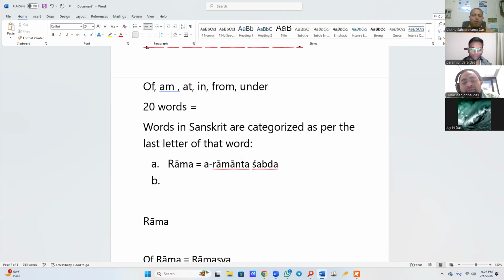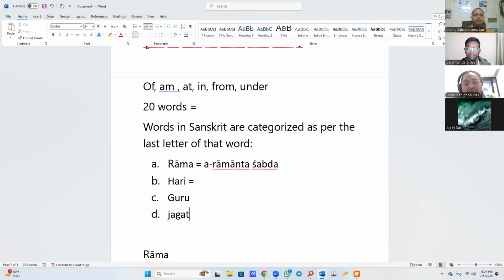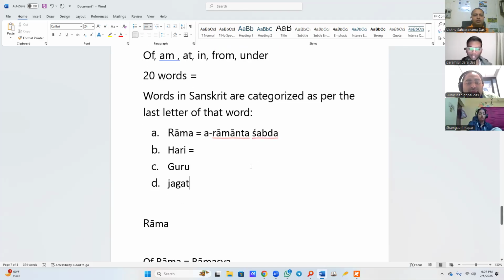Similarly, if we have the word Hari, now Hari is what kind of word? Ikaranta Shabda. If I say Guru, then Ukaranta Shabda. If I say Jagat, then Takaranta Shabda. We can add kara with anything. So similarly, words ending with whatever letter will be called by that name. Akaranta, Ikaranta, Ukaranta, Rikaranta, Ekaranta, Takaranta, Kakaranta, ityadi, whatever.